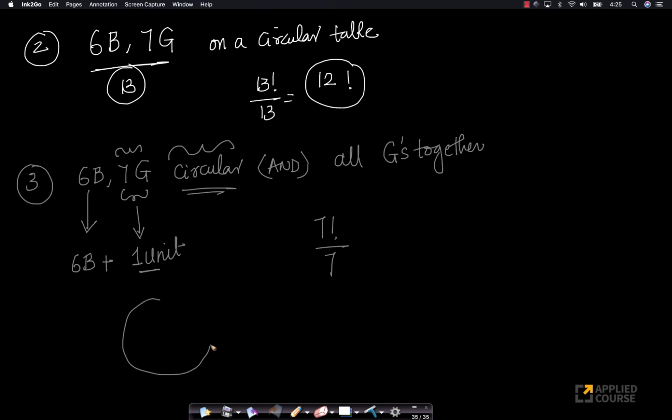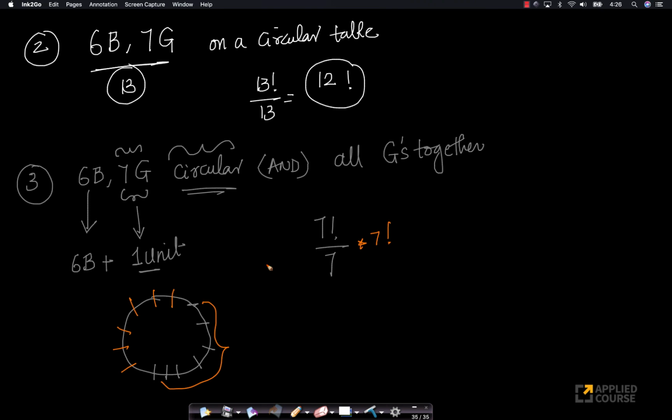Even in a circle, let's assume this position, 1, 2, 3, 4, 5, 6, 7. Let's assume these 7 are the girl positions. The rest of the 6 are boy positions, let's say. Amongst these, these 7 have to be together. But amongst these 7 positions, in how many ways can I arrange the 7 girls? In 7 factorial ways.